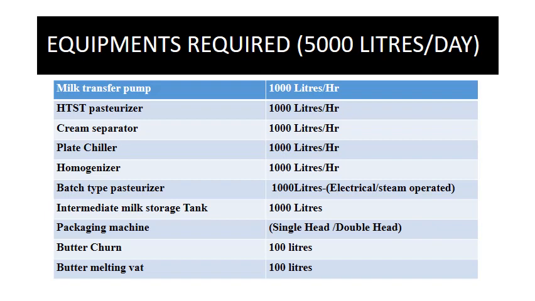then homogenizer, 1000 liters per hour, then batch type pasteurizer, sometimes we call LTLT, low temperature long time, that is about 1000 liters capacity, it can be electrically operated or steam operated, then intermediate milk storage tank, so we need at least 1000 liter capacity, then packaging machine, it can be single head or double head, then butter churn for making butter with a capacity of at least 1000 liter, then butter melting vat with a capacity of 100 liters.